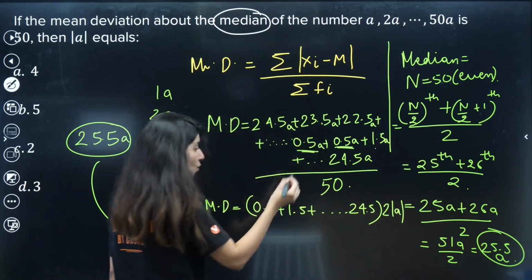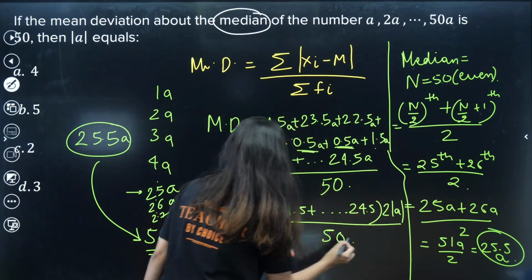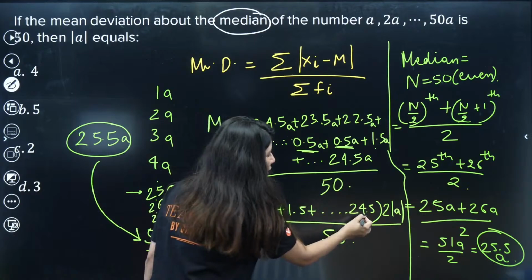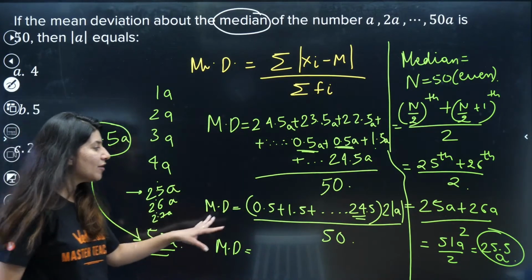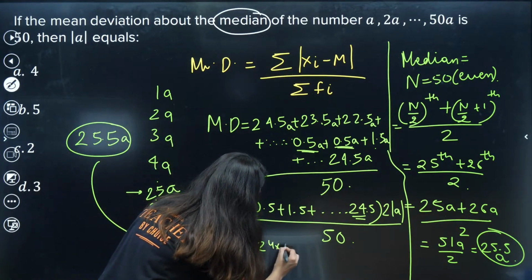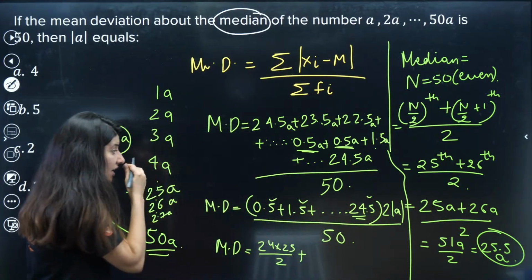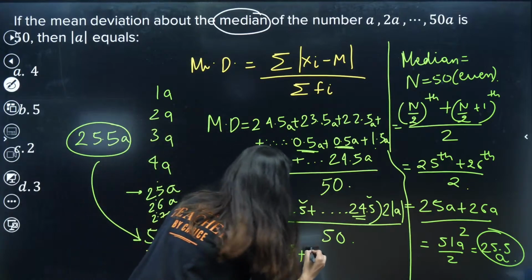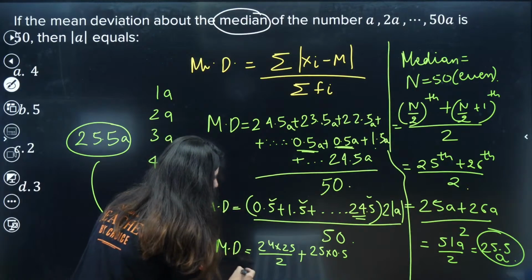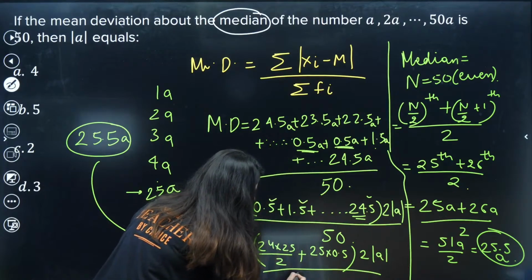Modulus is also there. So mod A upon 50. So you just need to add. 0 plus 1 plus all the way up to 24. Sum of 1, 2, 3, 4, 5 and all the way up to 24. That would be 24 into 25 by 2. Plus we have 0.5, 0.5, 0.5, how many times? 25 times. So 25 into 0.5 is also there. And yes, we have a 2 over here. Modulus A upon 50.